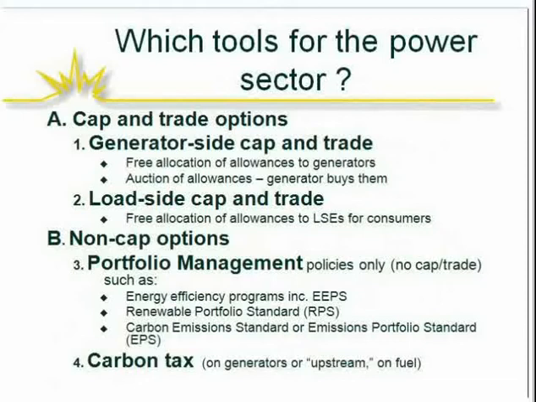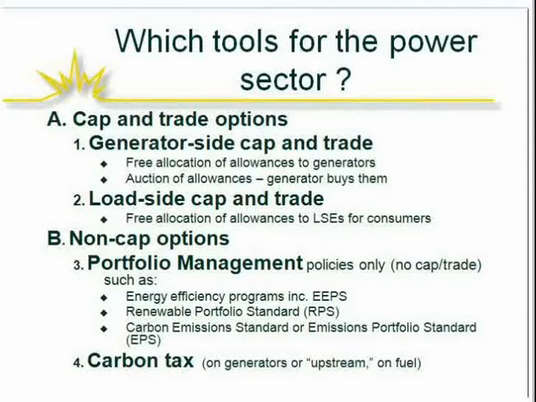But because the electric sector is so important and because it is characterized by monopoly characteristics and because we have a history of regulation and the institutions of regulation that already exist for the power sector, we have options available to us in the power sector that we don't have in other sectors. As you've already heard from Dallas, we have cap and trade options, generator side or load side, and then we also have some non-cap options, for example, a carbon tax. Today we're talking about the two cap and trade options.